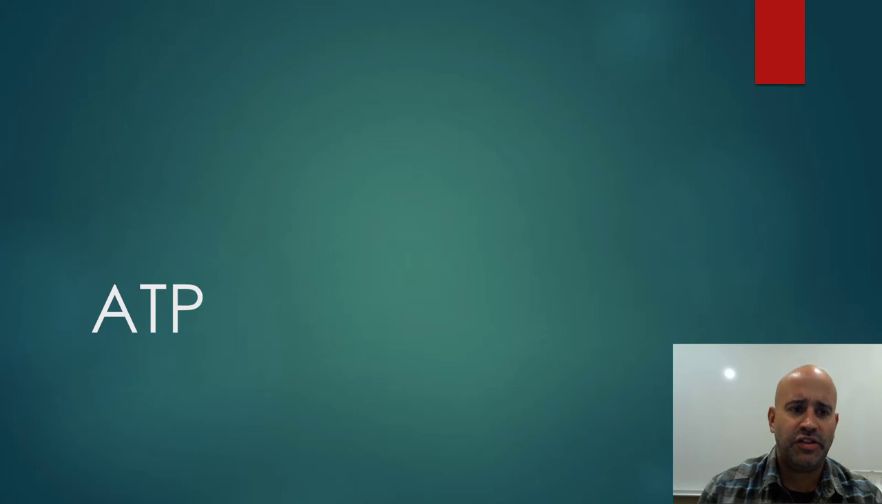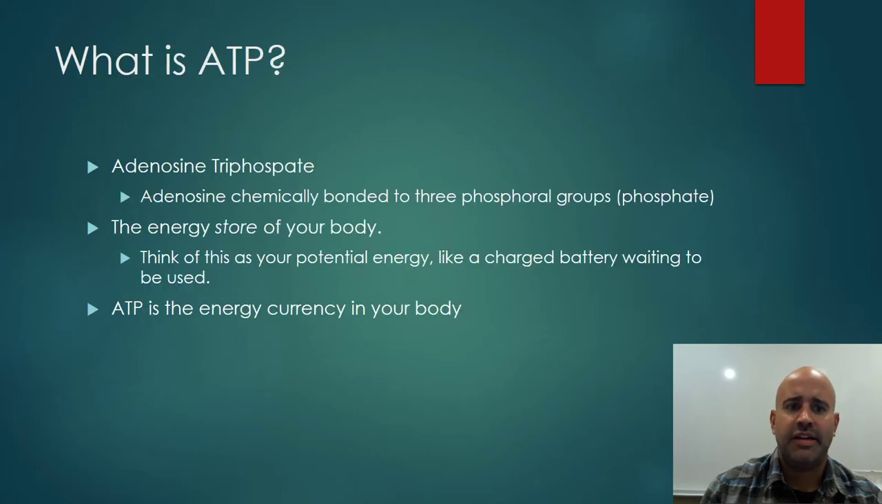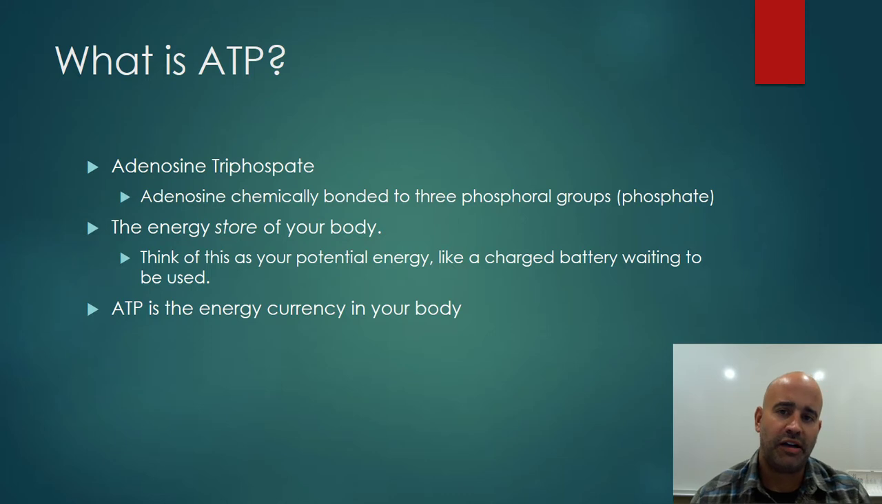So let's go ahead and get started first with ATP. It stands for adenosine triphosphate. What that means, if you're a chemistry person or microbiology person, you probably understand this way beyond my level as far as how the phosphoryl groups and the phosphorus come off of the adenosine. But I can give you the broad overview. Adenosine triphosphate is adenosine chemically bonded to 3 phosphoryl groups.